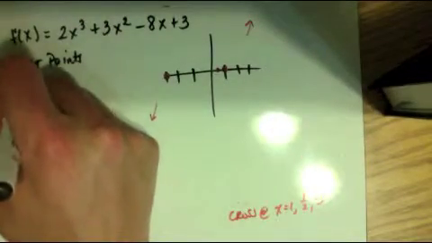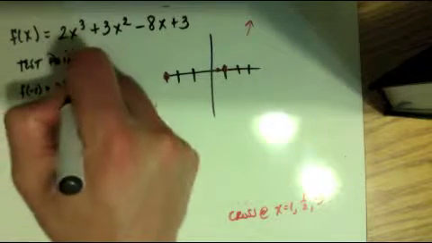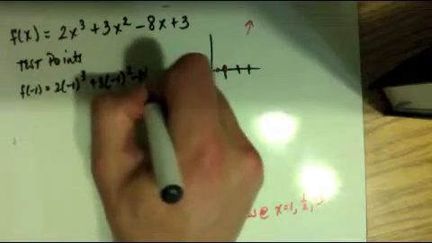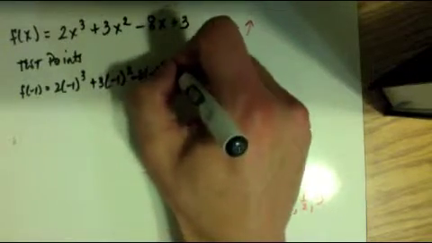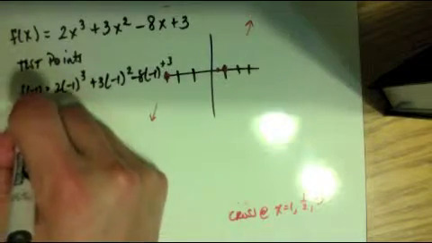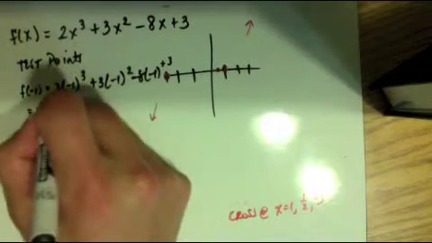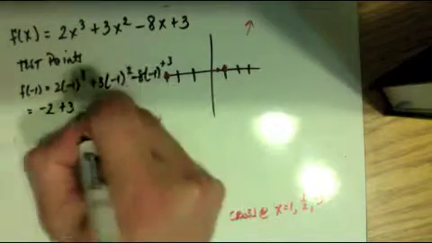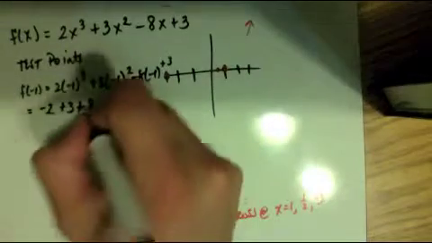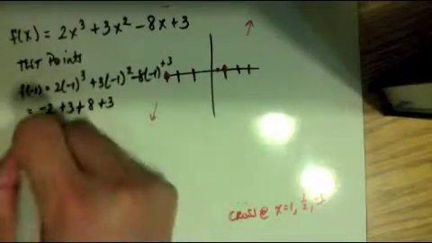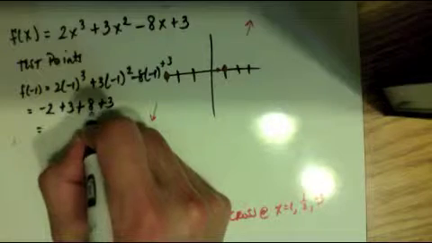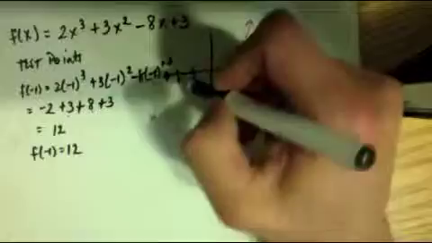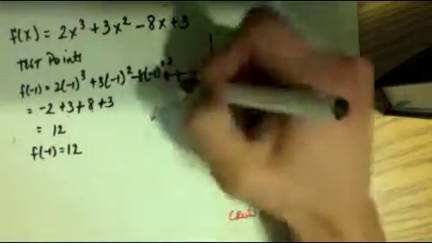So f of -1: I want to see the value of the function when x equals -1. That's 2 times -1 cubed plus 3 times -1 squared minus 8 times -1 plus 3. -1 cubed is -1 times 2 is -2. -1 squared is 1 times 3 is +3. That will give me +8 and +3. So -2 plus 3 is 1, plus 8 is 9, plus 3 would be 12. So the value of the function at -1 is 12. If you notice, this guy goes way up there.